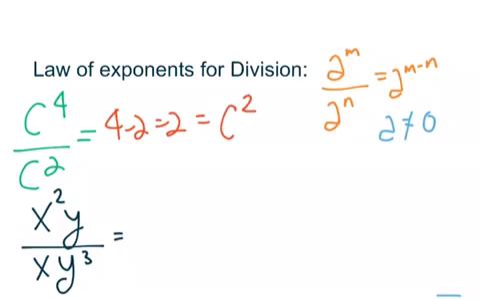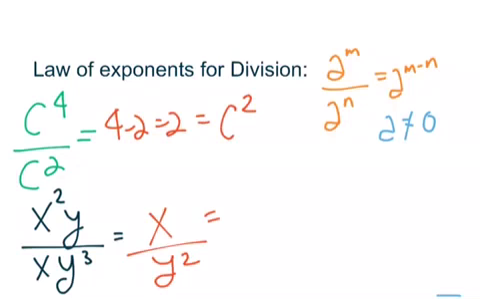Down here is a little bit more of a trickier one. So up here we have x squared over x. So 2 minus 1 gives us 1x, positive x. Then let's go to our y's. 1 minus 3 equals negative 2. So our negative exponent is going to go on the bottom.